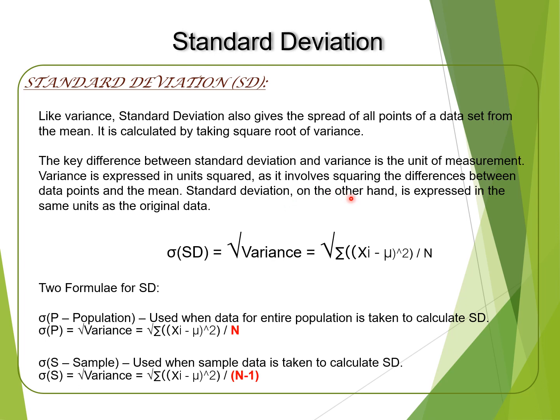Standard deviation, on the other hand, is expressed in the same unit as the original data because we are taking the square root. So standard deviation is the square root of variance. That means variance was sigma of xi, where xi is the data, minus mu, the mean, whole square, divided by n. And there are two formulae for standard deviation. For population, of course, we divide by n, and for sample, we divide by n minus 1.